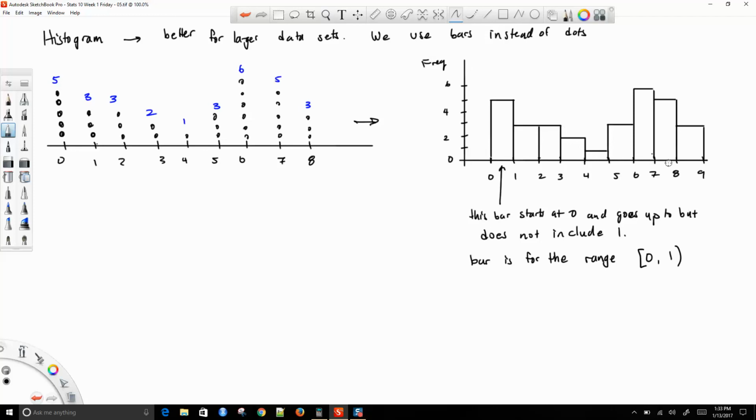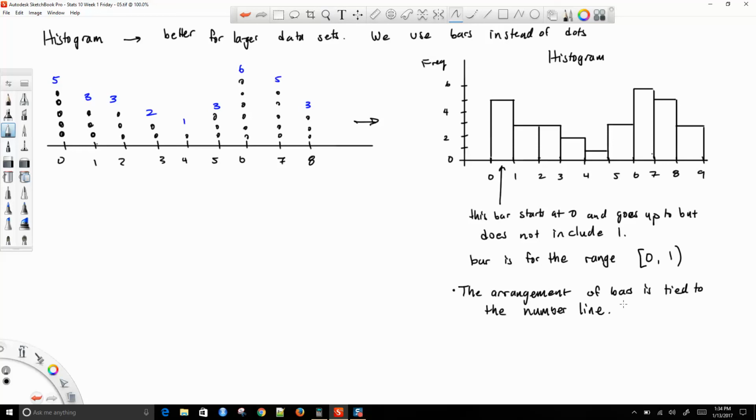And so this is called a histogram, and it looks very much like a bar chart, except with the bar chart we said you could rearrange the order of the bars. With a histogram you cannot rearrange the order of the bars because the arrangement of the bars is tied to the number line.